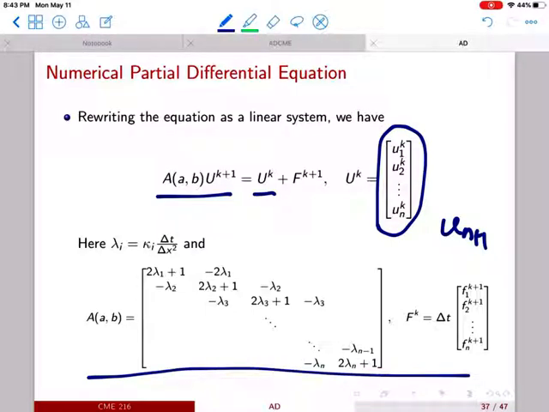Okay, so for programming, you need to note that the coefficient here is 2 minus 2 lambda, and the other coefficients are just lambda. Don't forget this in your programming. And this is how you discretize your partial differential equation. Next, we will think about how to program this discretized partial differential equation in the Julia language.